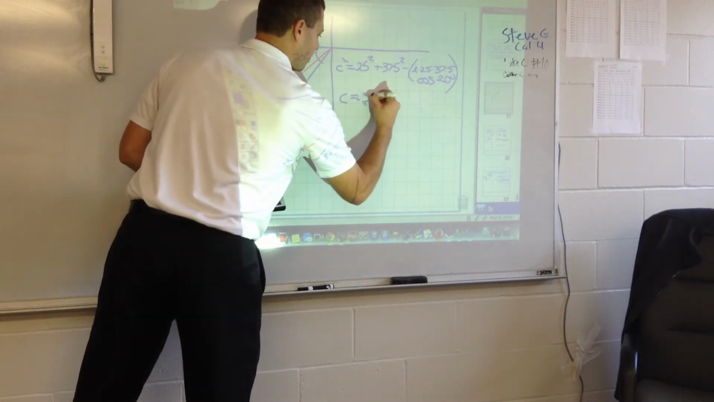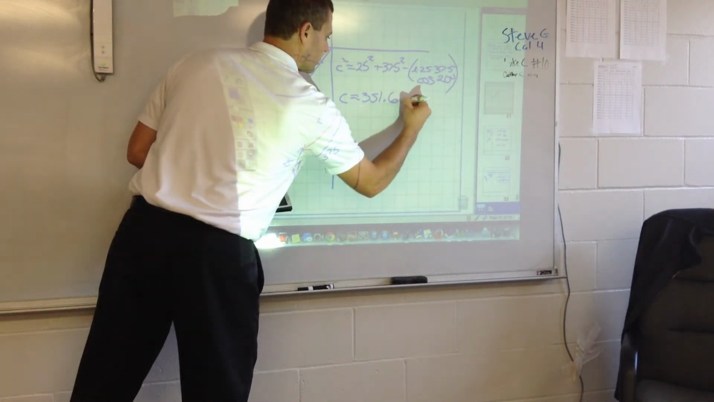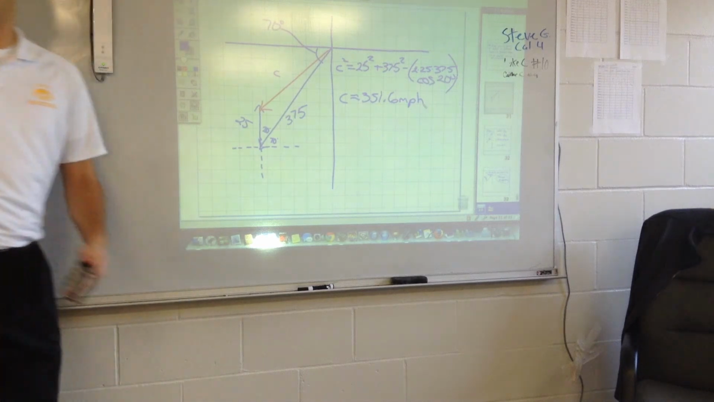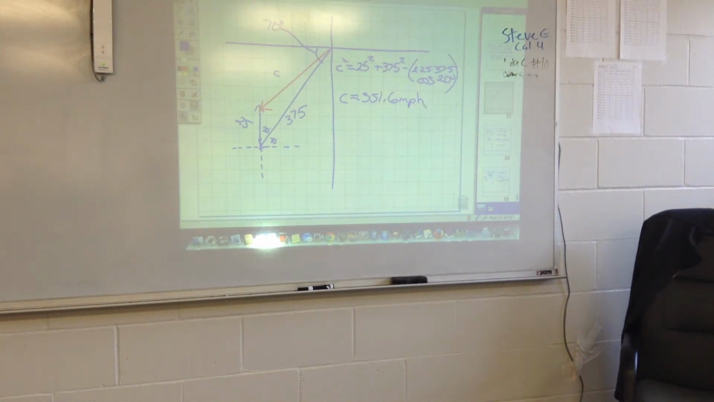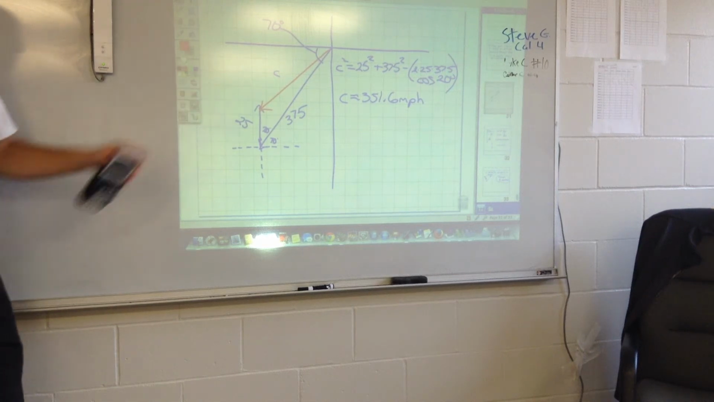C is 351.6 miles per hour. So I already got the resultant using law of cosines. Okay, it's 351.61166656. I just rounded to the nearest tenth to write my answer. Okay, then direction. Okay, I got my magnitude.